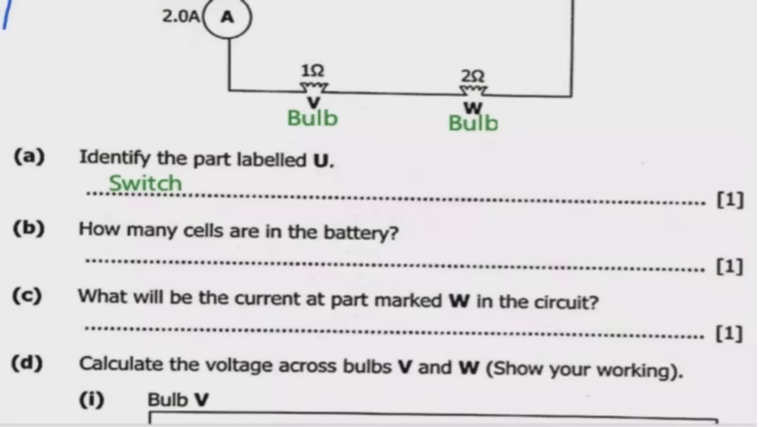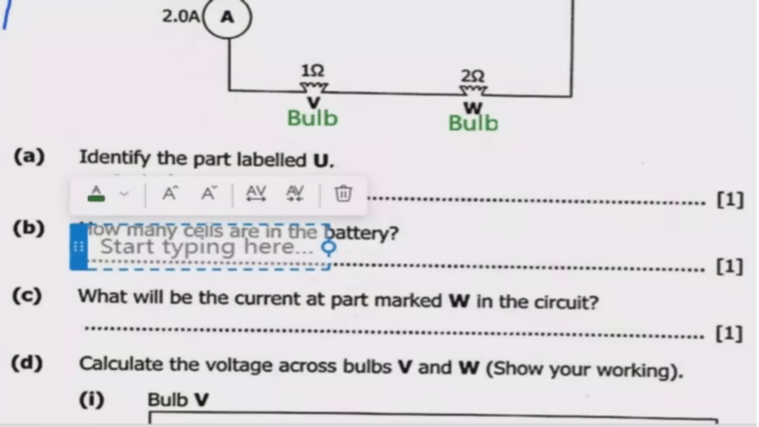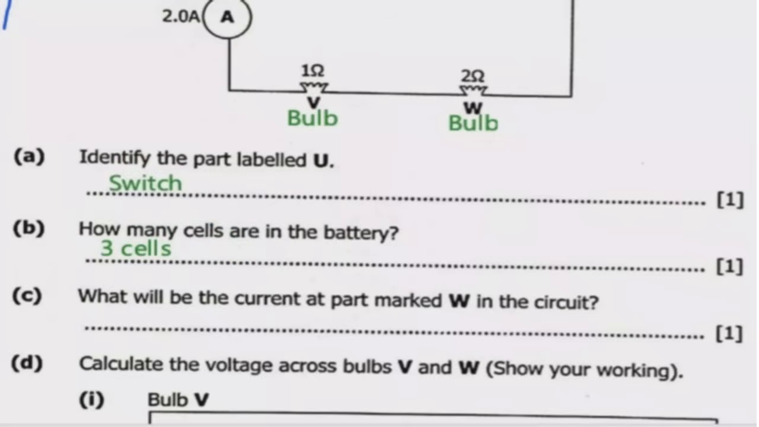So the answer to how many cells are in the battery is: there are 3 cells in that battery.